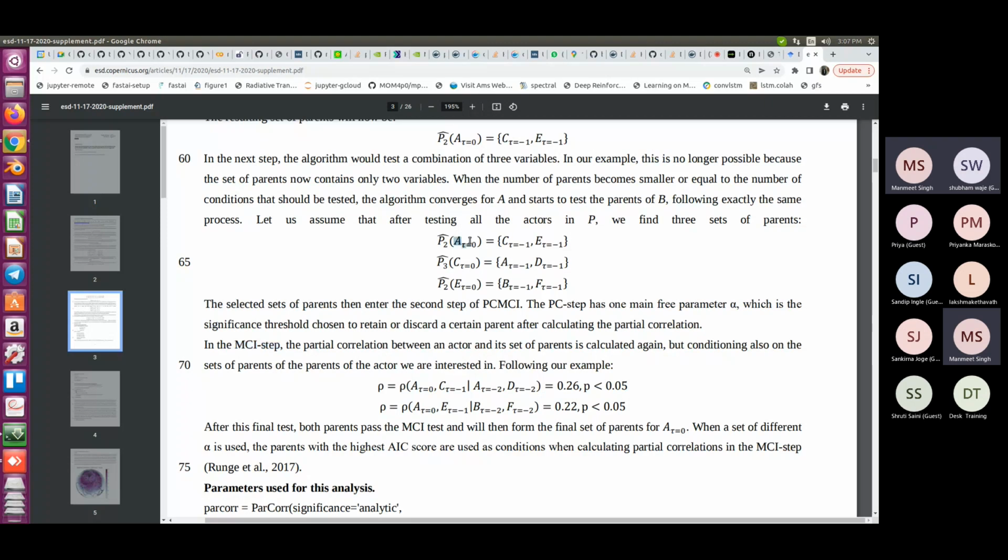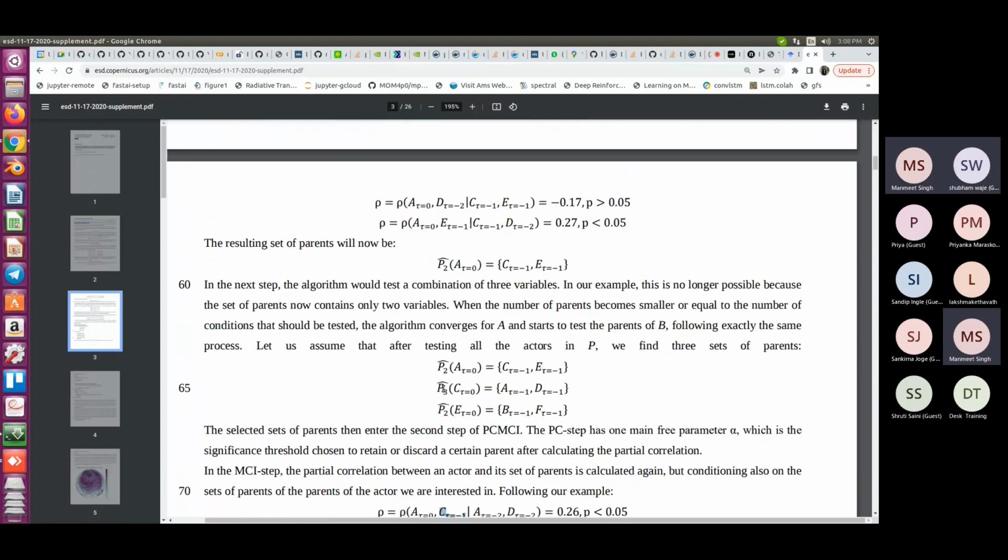For example, for A at tau equal to 0, let's see its relation with C at tau equal to -1. For C at tau equal to 0, one of its parents is A at tau equal to -1. So for C at tau equal to -1, the parents will be A at tau equal to -2 and D at tau equal to -2. So we are taking out the effect of the parents of C at tau equal to -1 from itself, and we are taking out the effect of these two from A at tau equal to 0. And if the correlation is still significant, we will see that C at tau equal to -1 is actually a causal parent.